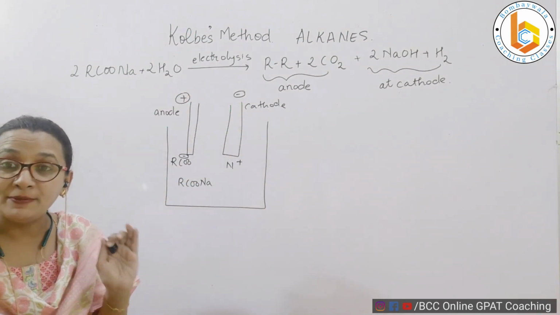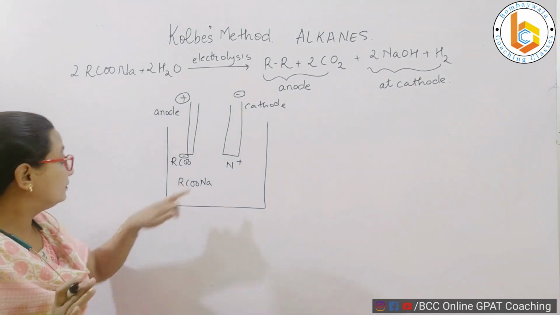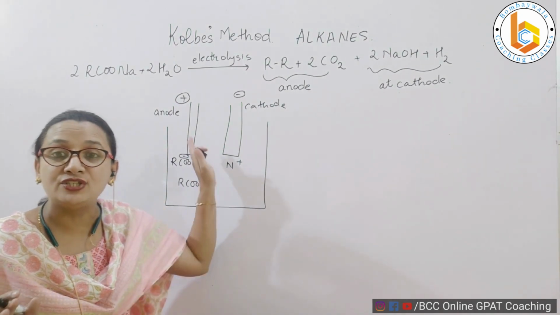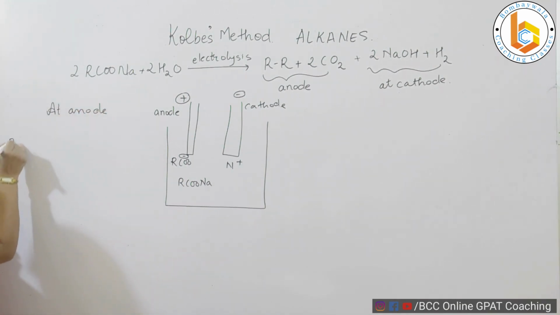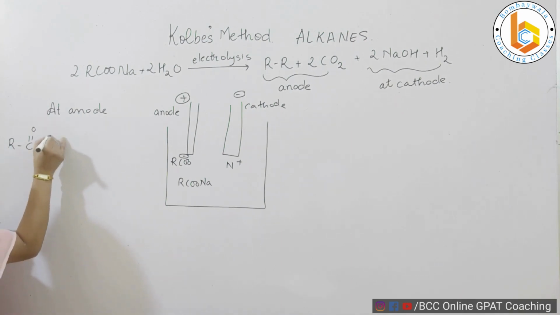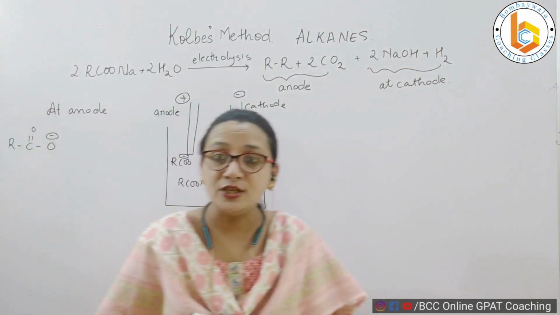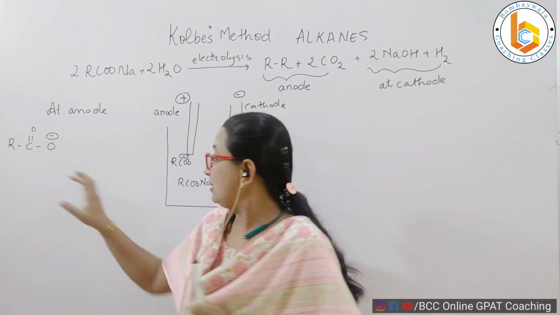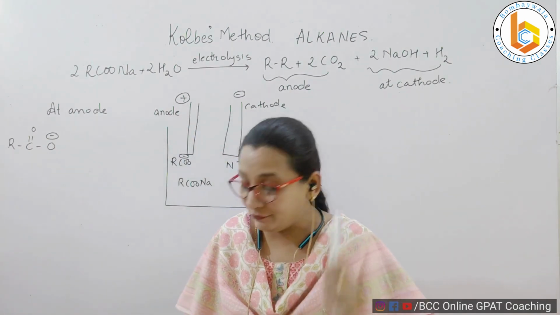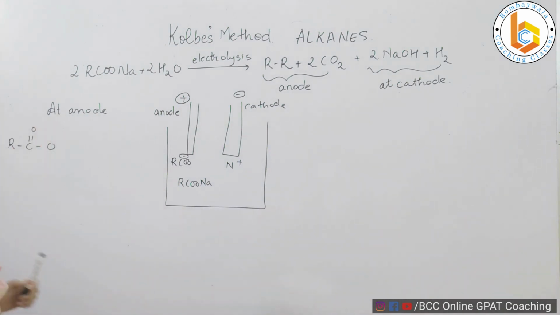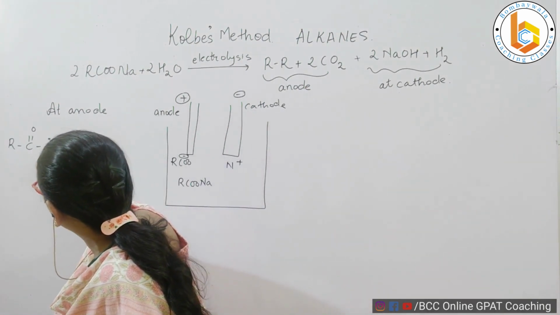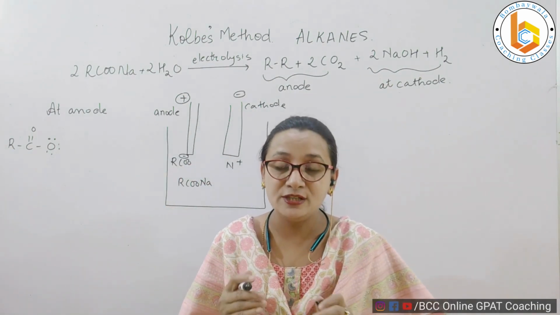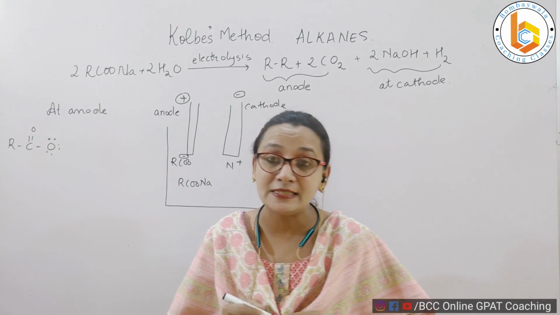Now see what happens when this sodium salt of carboxylic acid reaches the anode. This RC double bond O negative reaches the anode. Negative means there is an extra pair of electrons here. Oxygen already has two lone pairs of electrons, plus one negative charge. That is why it is shown by 6 electrons.